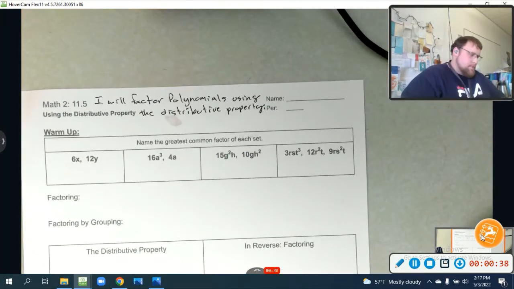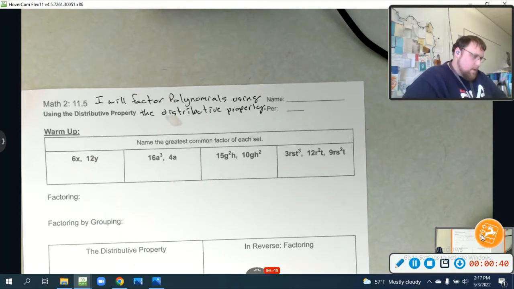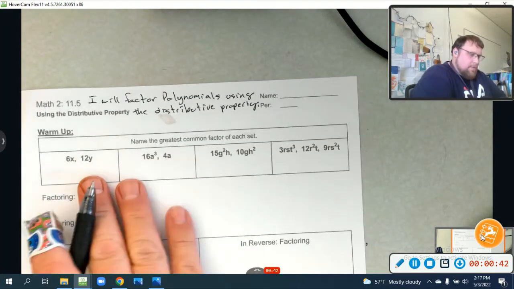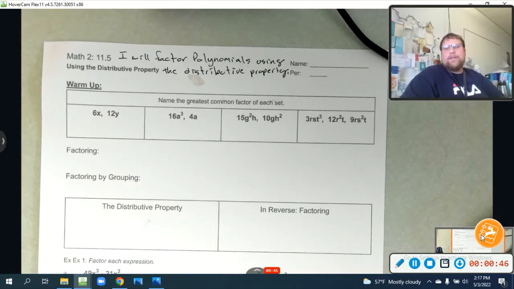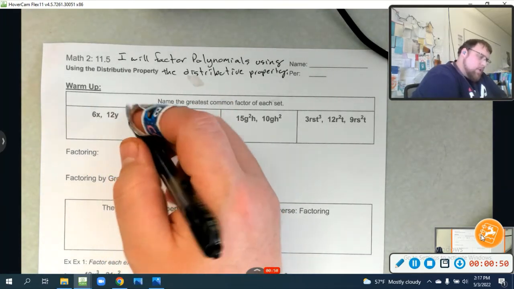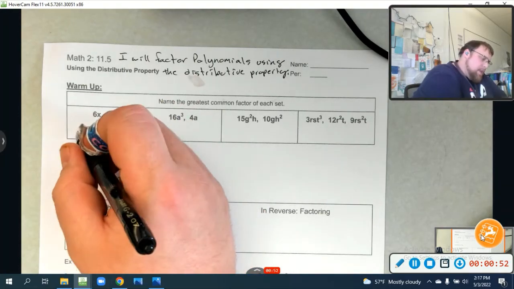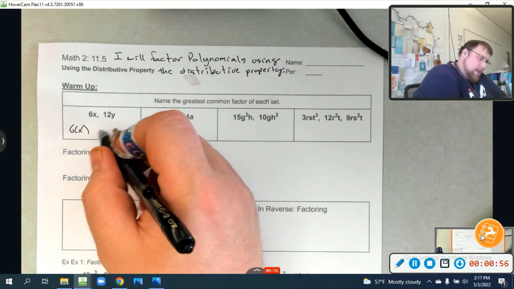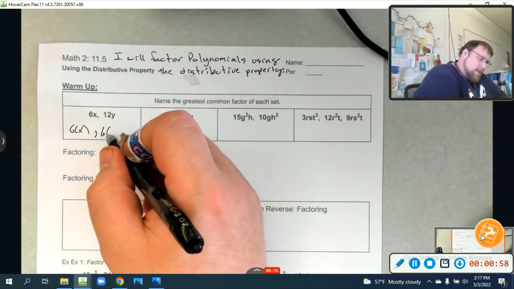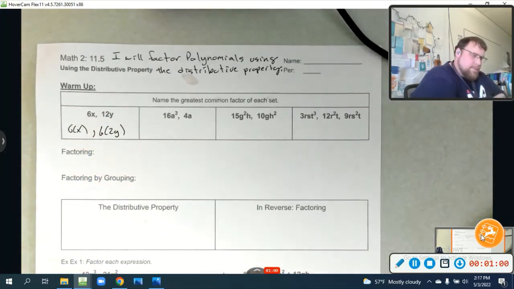Okay, so warm up. Go ahead and name the greatest common factor of each set. I'm going to write it a little differently, but pause this and go ahead and do it. Ready, set, and I'm going to do it. Between 6x and 12y, the only thing I can take out is really a 6, because I'll have 6 times x, right? And then for 12y, it would be 6 times 2y.